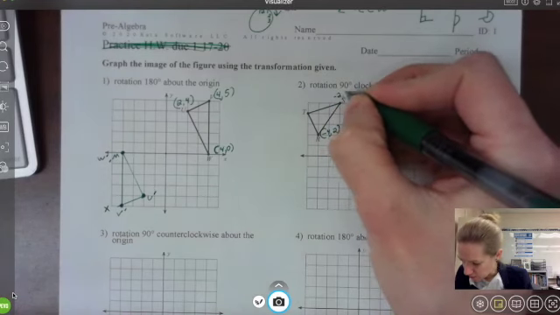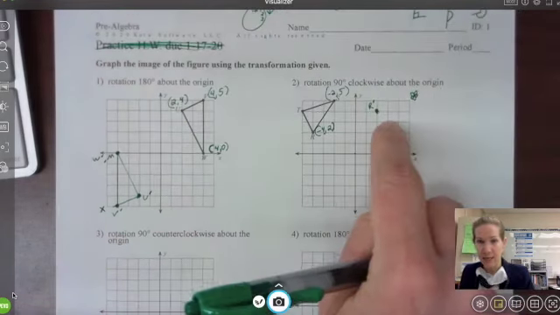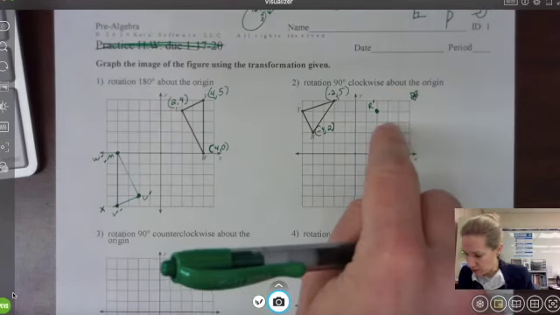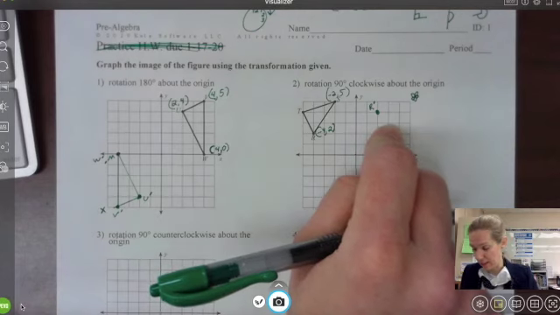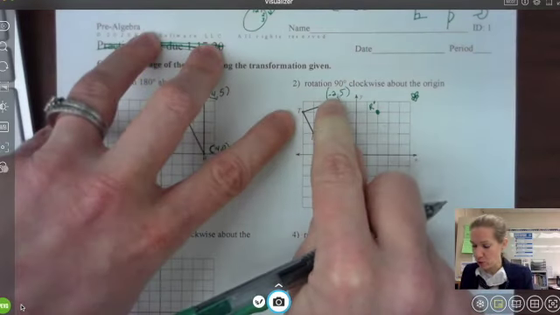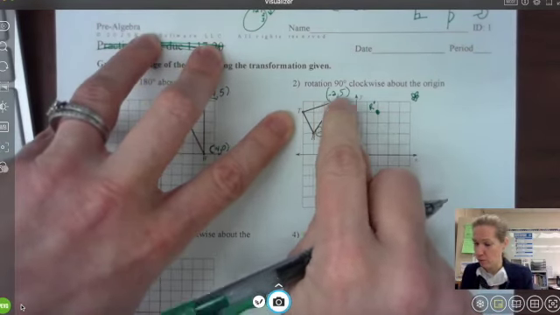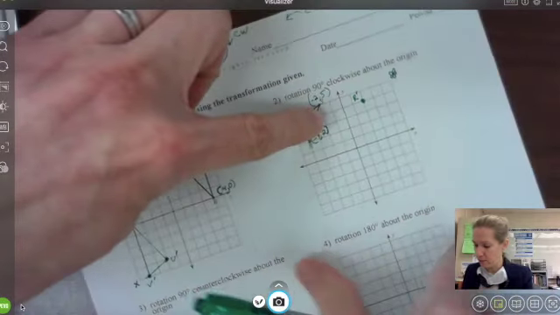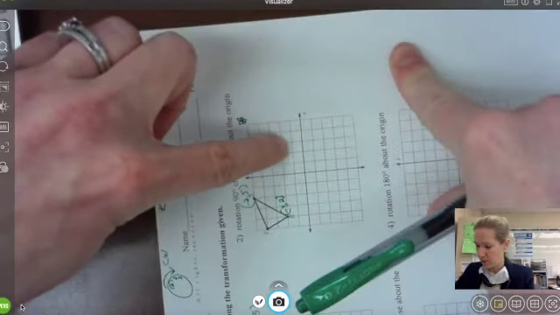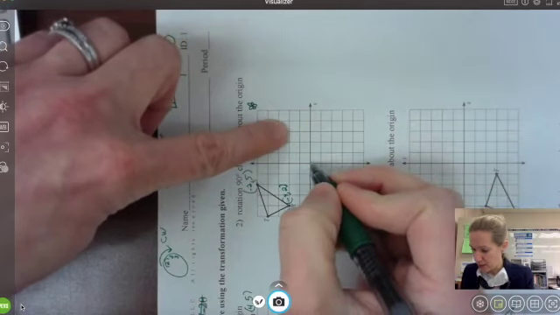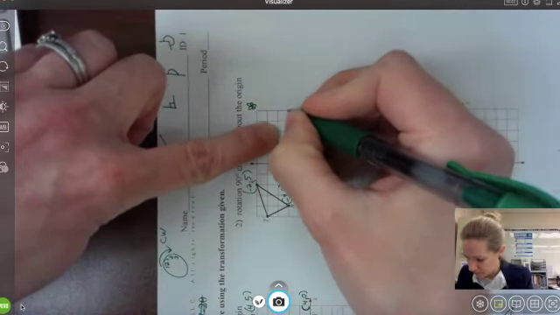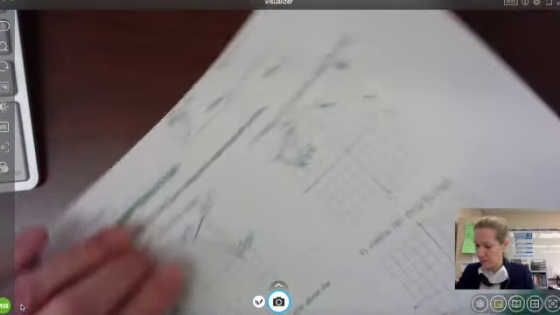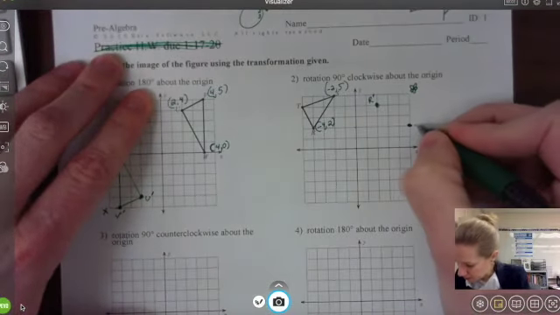So -2, 5. I need to get it into this quadrant, so I'm going to spin this quadrant to be in the location where my shape is currently. And then I'm going to put the point -2, 5. So put this here. And then -2, 5. 1, 2, 3, 4, 5. And that was S prime.